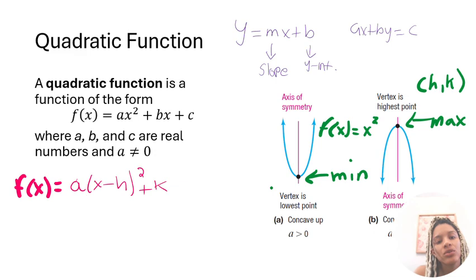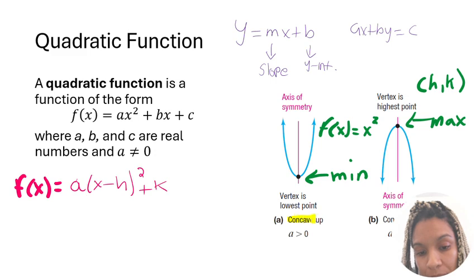So we refer to the quadratic function as a parabola. When it's looking up, it is concave up, okay?